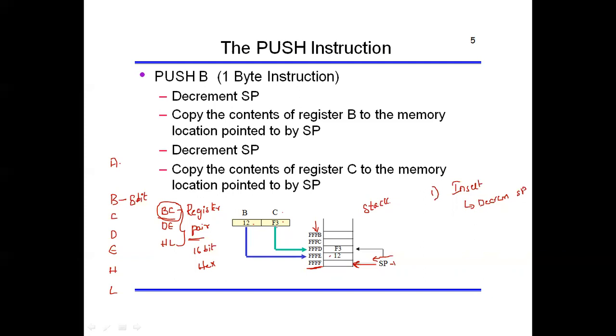Now again, F3 I want to insert, so again stack pointer minus 1. Stack pointer minus 1 means FFFE minus 1, which results in FFFD. So in this FFFD, I am going to insert the next data. Here, this is the stack pointer. Now the stack pointer is pointing to the top of the stack, as the elements are here. This is how we are going to push the elements onto the stack.